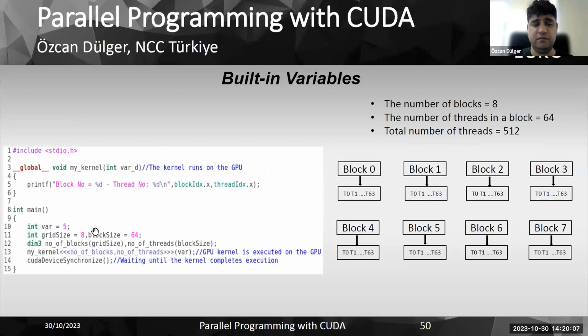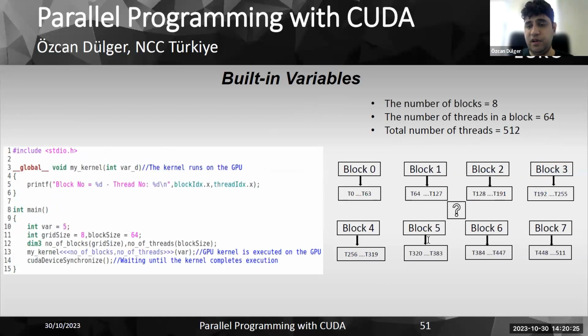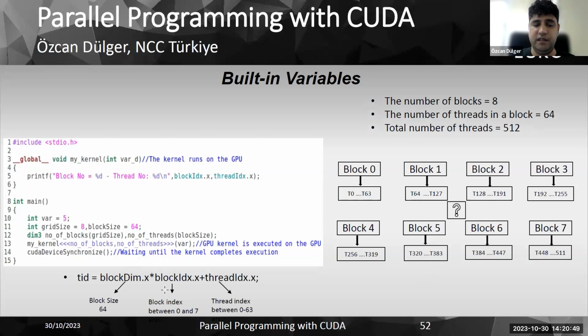Here in this example, we have 8 blocks, and each block has 64 threads. These are the local thread IDs of the threads inside the blocks, starting from 0 to 63. But we want to obtain these global thread IDs. The first thread in the first block starts with 0, and the last thread of the last block must end with 511. So how can we obtain it? The formula is here.